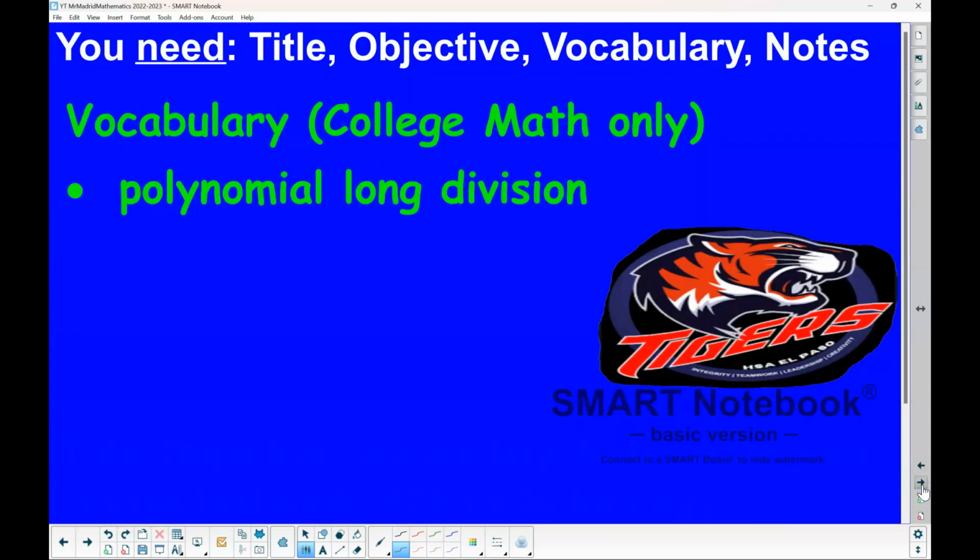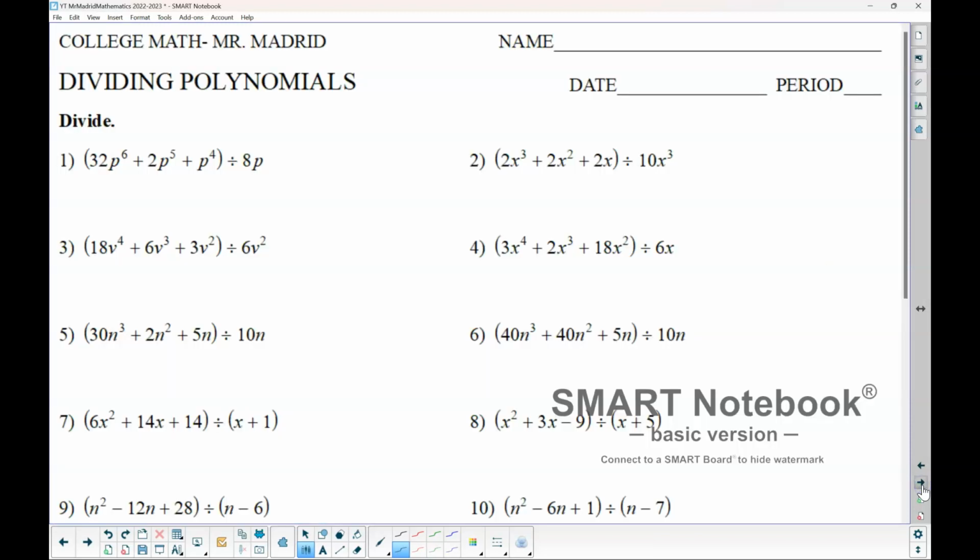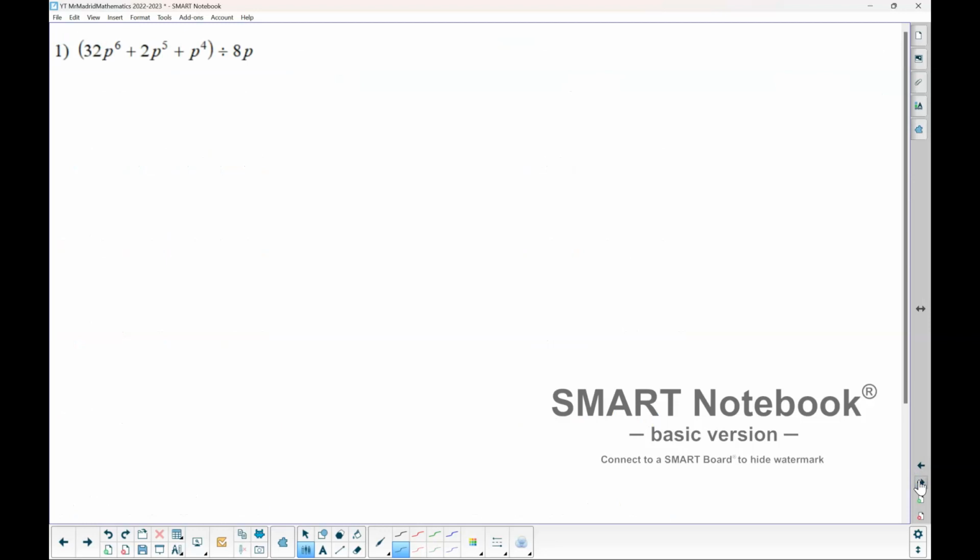All right, you guys want to see what Google has to say about polynomial long division? We're going to be looking at these problems. Here is our title. Here's our objective, divide, or you can put divide polynomials. We're going to look at easy, medium, and hard. We'll look at an easy and a hard. Number one is the first one we'll look at.